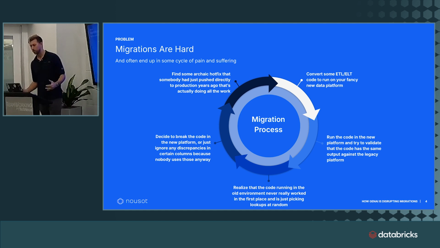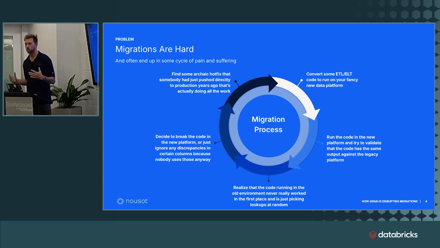You're probably doing a lookup that's just a race condition and picking a random record from your dimension table. It happens surprisingly often. Whoever built that functionality in SSIS owes me a number of beers. Then you make this decision: are you going to break your code in your new platform, or are you going to fix the code in the old platform? It's just this iterative and usually painful cycle.